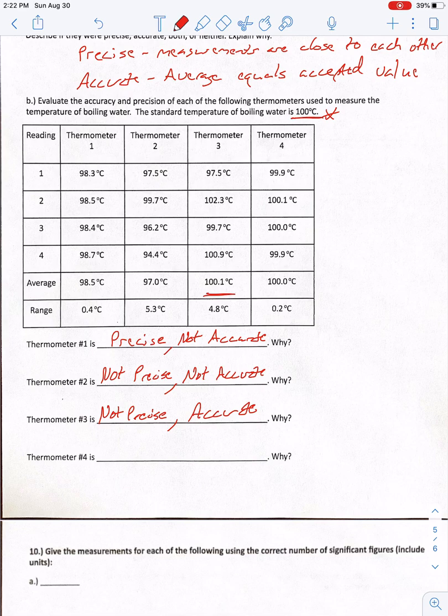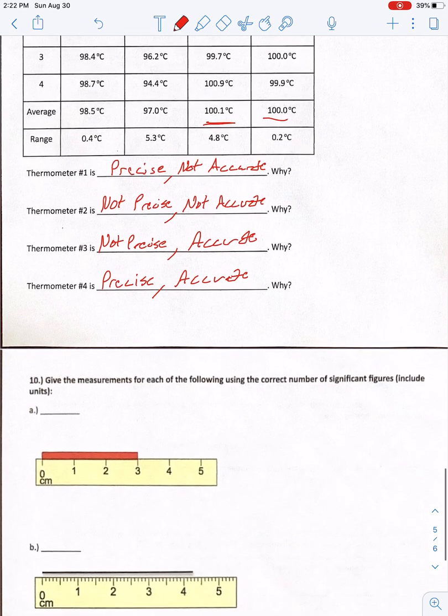Thermometer number 4: 99.9, 100.1, 100.0, 99.9. So that is definitely precise because they are very close to each other. Our average is 100 on the dot, so that is accurate. So again, you can write the why. You can explain from what I was talking about.